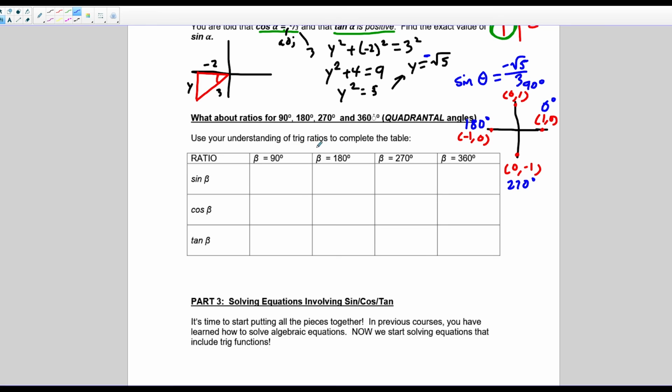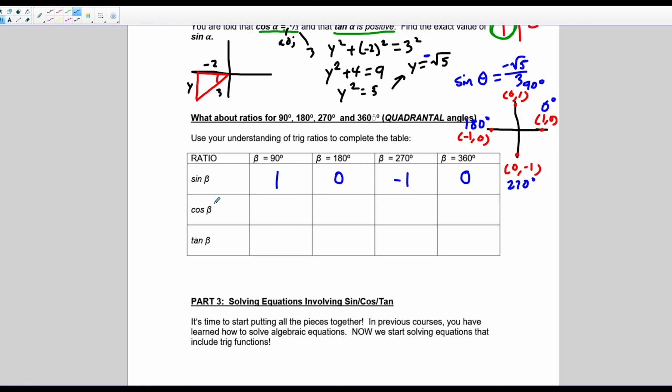If we're looking at our trig ratios, and we say we're looking at sine of beta, remember sine of beta represents our y value. What is our y value when we're looking at 90 degrees? At 90 degrees, it's going to be 1. What's our y value at 180? It's going to be 0. And our y value at 270 is going to be -1. And finally, back at 360, if we make a full circle, we are back at 0.